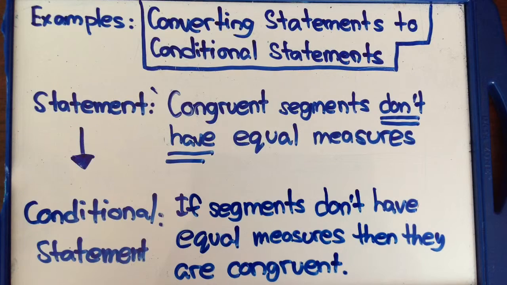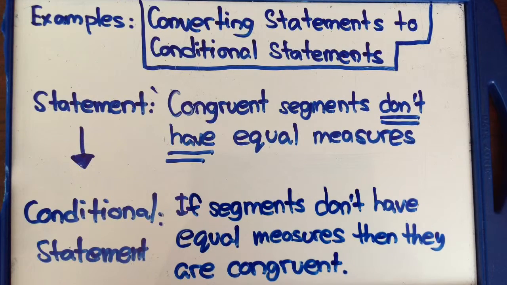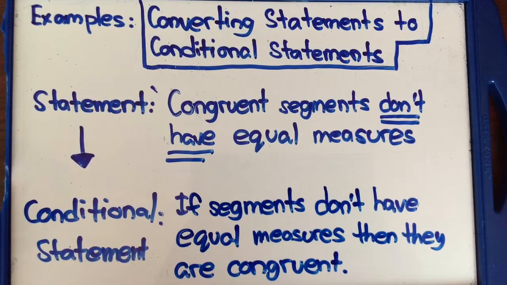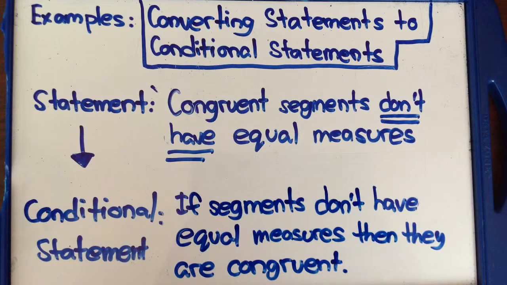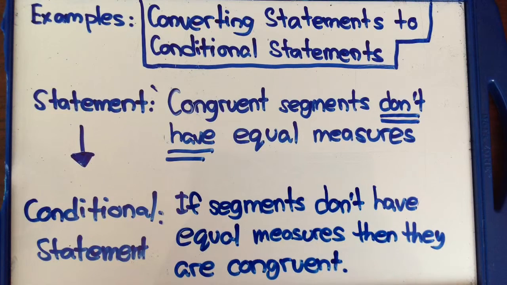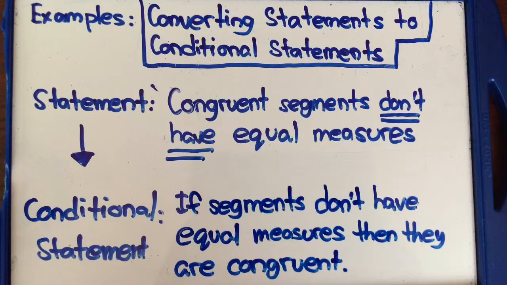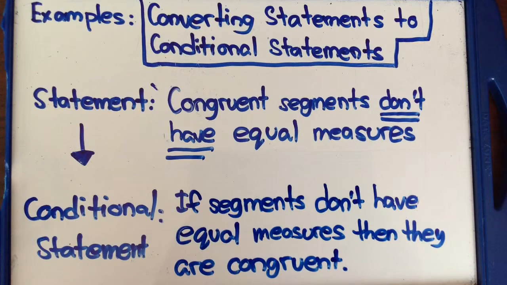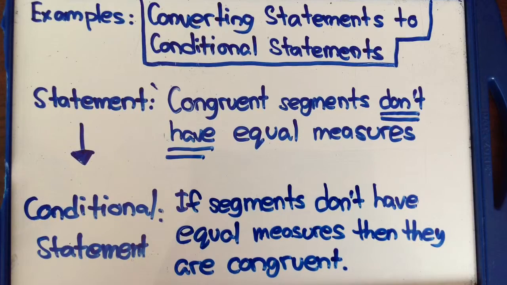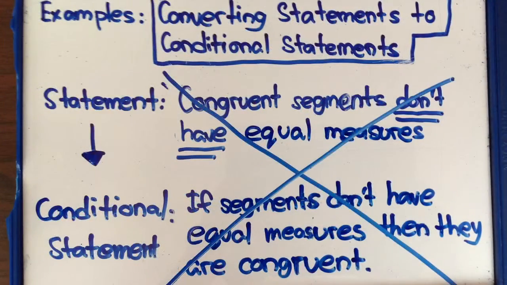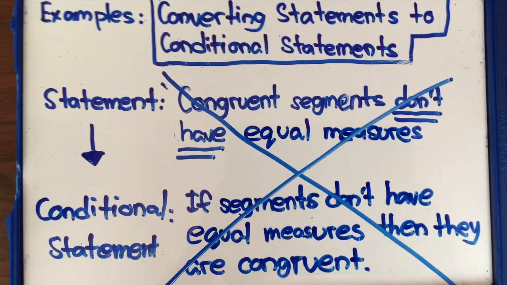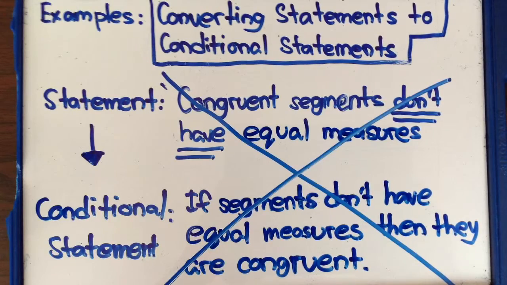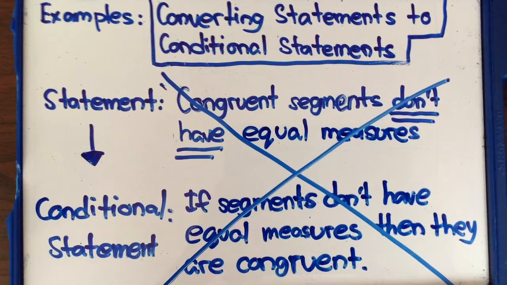Also, this example is a false statement because of the underlined words don't have equal measures, because congruent segments have equal measures. So we can say that this statement is a false statement and can't be converted to a conditional statement.